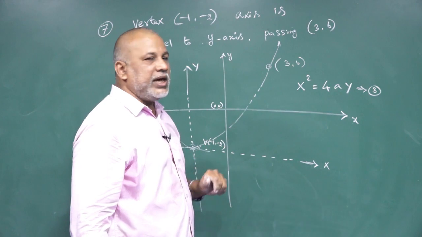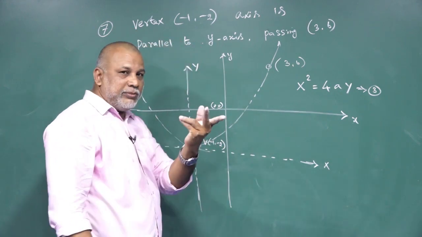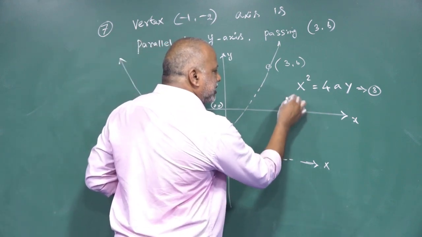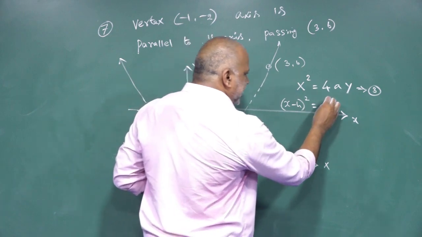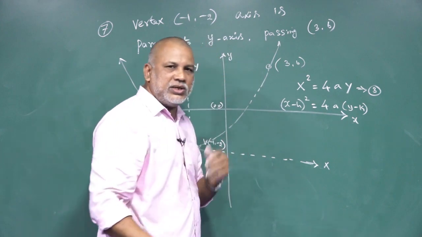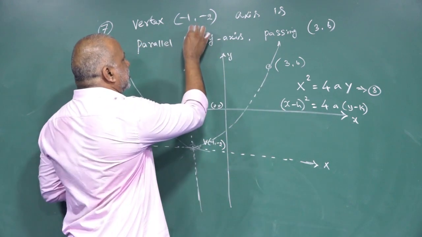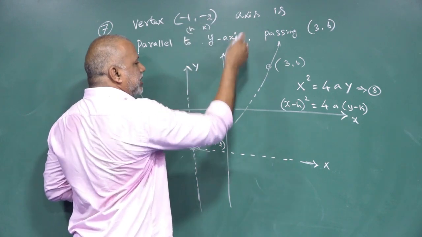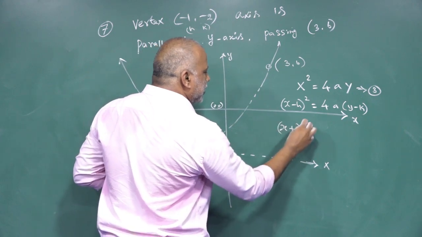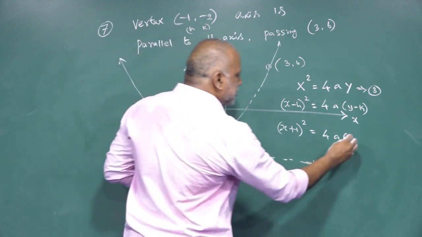Now, what is the value of a? We are not able to work it out yet. If the focus is given, we can work it out directly. Capital X is replaced by (x minus h) the whole squared, 4a is unknown, and capital Y is replaced by (y minus k). What is the value of h, k? The vertex is always denoted by h, k. So x plus 1, the whole squared, since negative of negative becomes positive. Now 4a, and y plus 2.